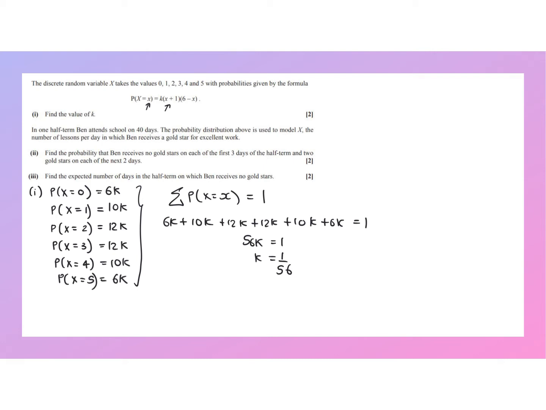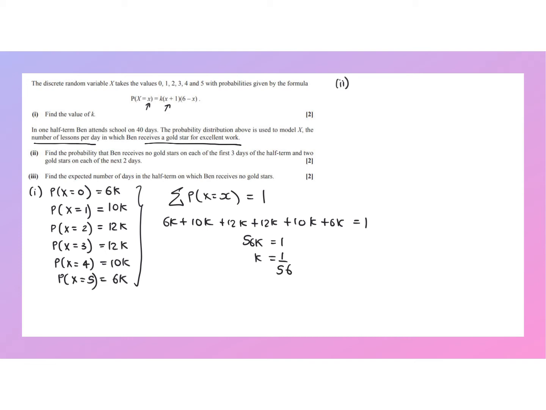Now, part 2. In half term, Ben attends school on 40 days. The probability distribution above is used to model x, the number of lessons per day in which he receives a gold star for excellent work. So Ben can receive a number of gold stars each day. The probability distribution tells us the number of lessons per day in which he receives a gold star for excellent work. So he could achieve a gold star in none of his lessons. He could achieve a gold star in 1 lesson, in 2 lessons, in 3 lessons, 4 lessons, or all 5 lessons.